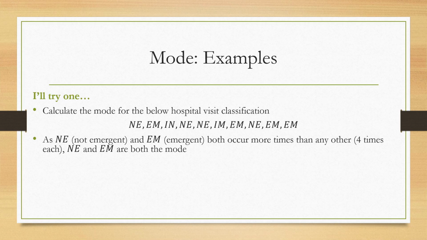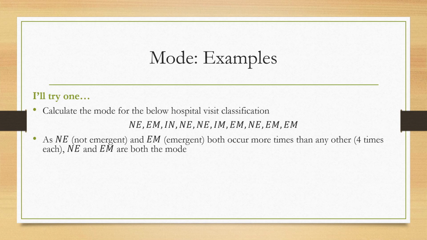So looking at this, NE, not emergent, and EM, emergent, both occur more times than any other. Both NE and EM are in there 4 times: 1, 2, 3, 4 NEs, 1, 2, 3, 4 EMs. So both NE and EM are the mode. We have 2 modes in this data set.